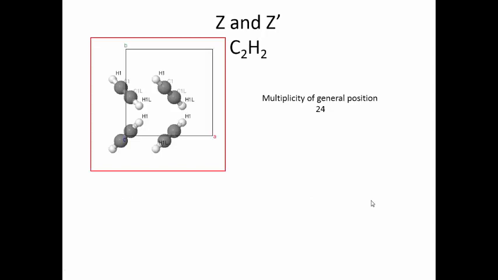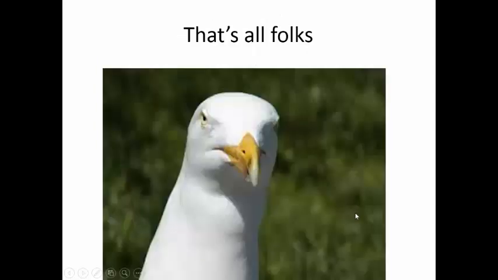In this book we have examples taken from each of the systems. There are 7 detailed examples. The last one is a cubic one, which is shown here, and the multiplicity of the general position in this particular case is 24. You have 4 atoms in the unit cell, so you have 1/6 or 0.17.